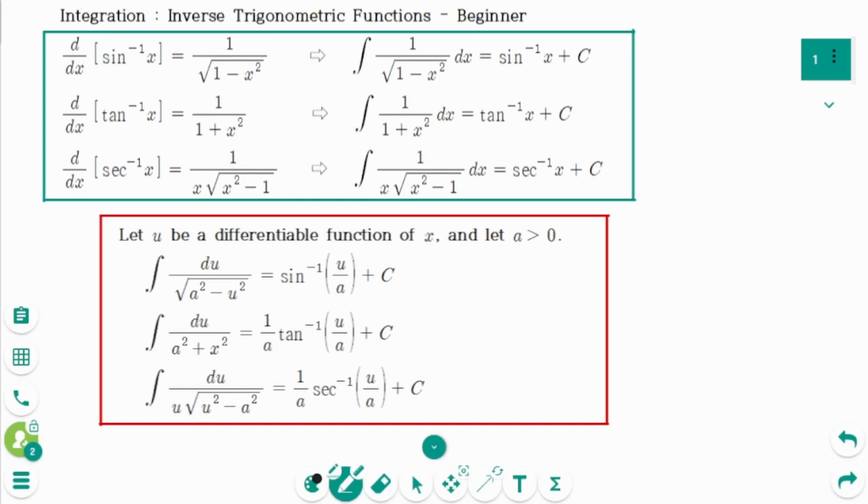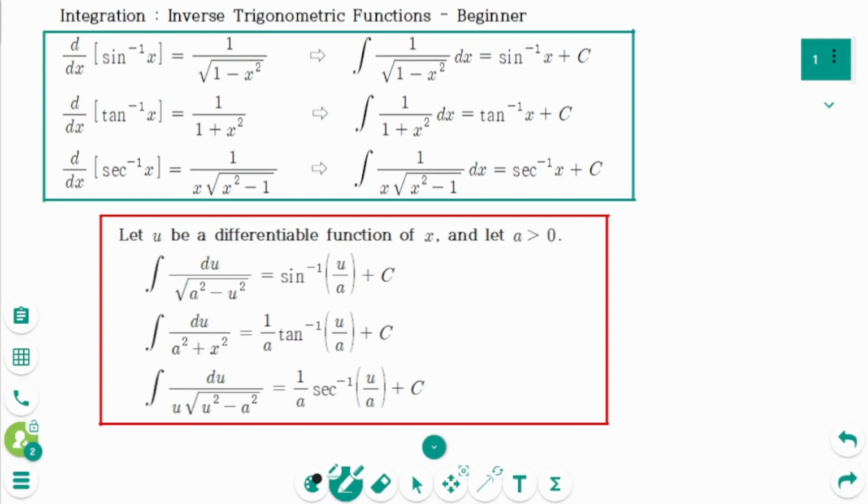This video will cover beginner questions regarding the topic of integration of inverse trigonometric functions. We already know the formulas for differentiating inverse functions, so we know these basic integral formulas. But rather than these basic formulas above, you can find integrals much faster if you remember the formulas below.